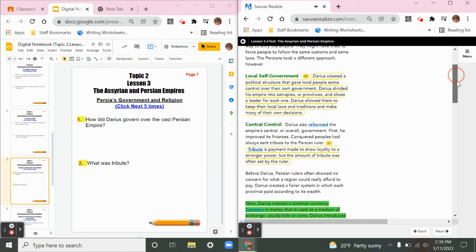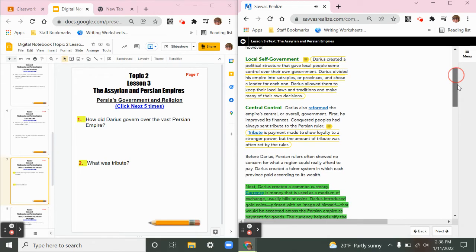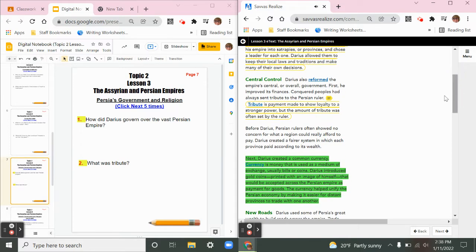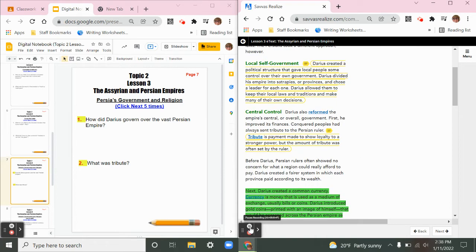Central control. Darius also reformed the empire's central, or overall, government. First, he improved its finances. Conquered peoples had always sent tribute to the Persian ruler. Tribute is payment made to show loyalty to a stronger power, but the amount of tribute was often set by the ruler. Okay, we're going to pause there.